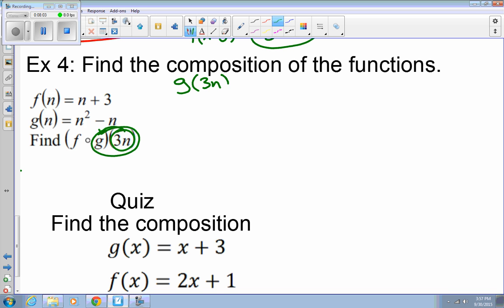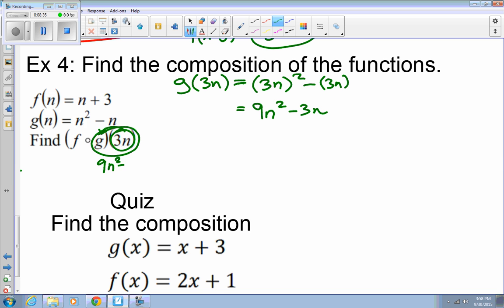So g of 3n equals, substitute into both, or all of the variables. In this case, there's two of them. So you have 3n squared minus, and there's another n. So that's going to be another 3n. So I substitute that in, simplify it. 3n squared is 3n times 3n, which is 9n squared. Subtract 3n. Those are not like terms, can't put them together. So that is what g of 3n equals, 9n squared minus 3n.